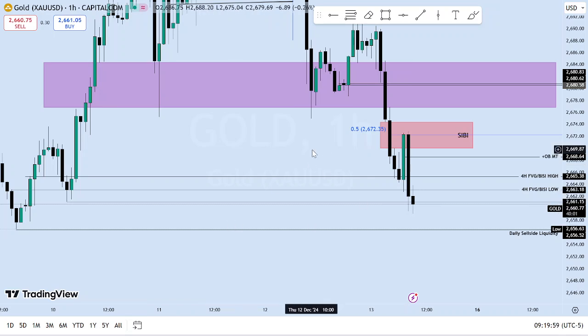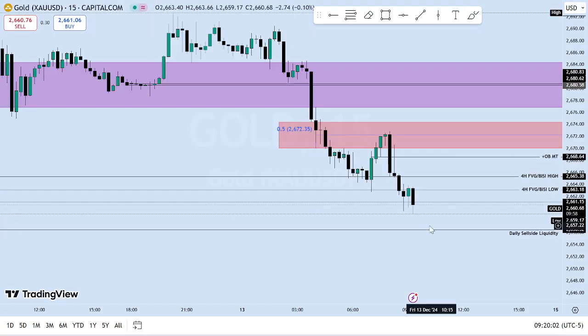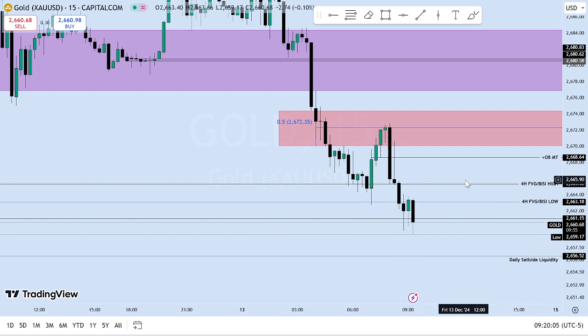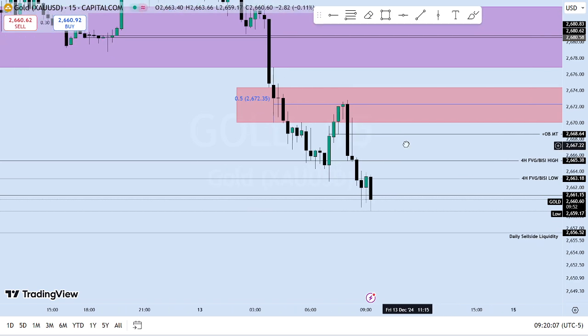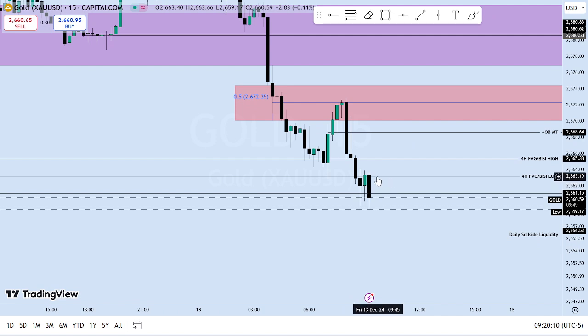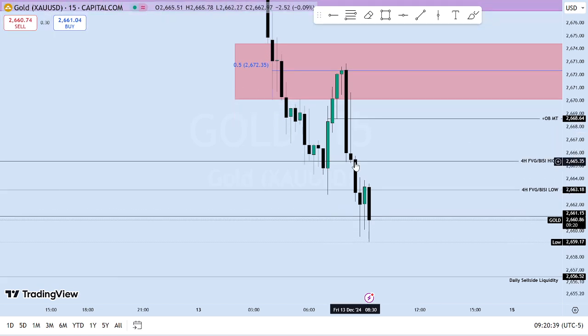So let's go over to 15 minutes. Let's see what price is doing. You can see over here in 15 minutes, here is the 15 minutes start. Our 4-hour fair value gap, the low of it is acting as a resistance. You can see it acting as a resistance. Here is the high of it acting as a support here. Then it rejected it before we break down.